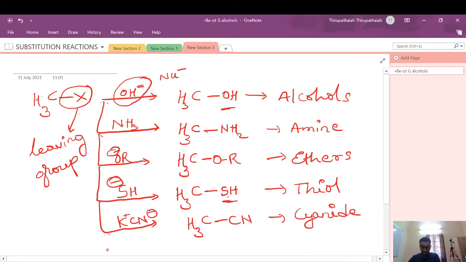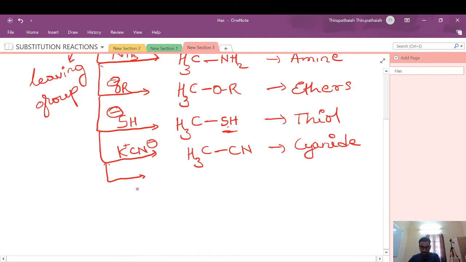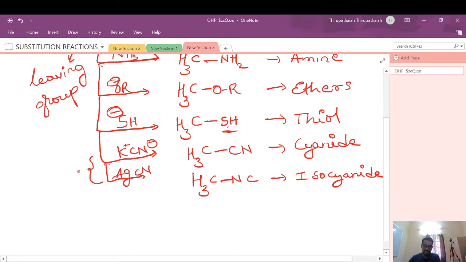The same way, if you add AgCN, silver cyanide, which is covalent in nature, you will get isocyanide. This difference is very important. When KCN is added, the cyanide group will be substituted. When AgCN is added, you will get isocyanide.